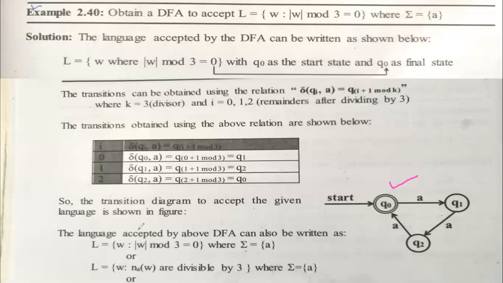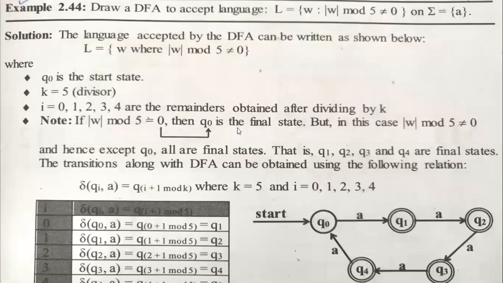So the language can also be written as mod 3 equal to 0, as usual. And one more variety is the number of A's in W being divisible by 3, like multiples of 3. That we can also do. So these are a few possibilities of mentioning this question in the language version. Later we'll go for the last variety of question.